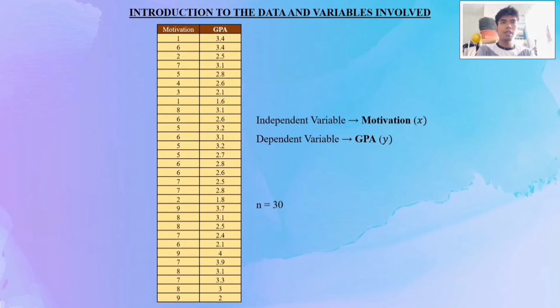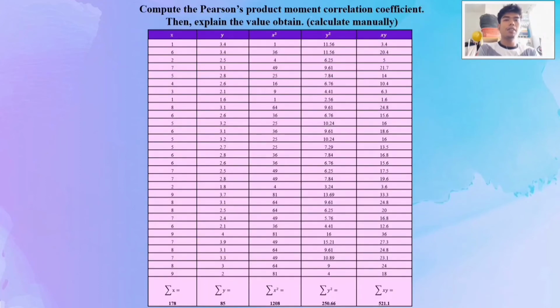Table 1 shows the data that my group found. It has 30 data points. The independent variable is motivation, X, and the dependent variable is GPA, Y. So I will tell you how to calculate the data.